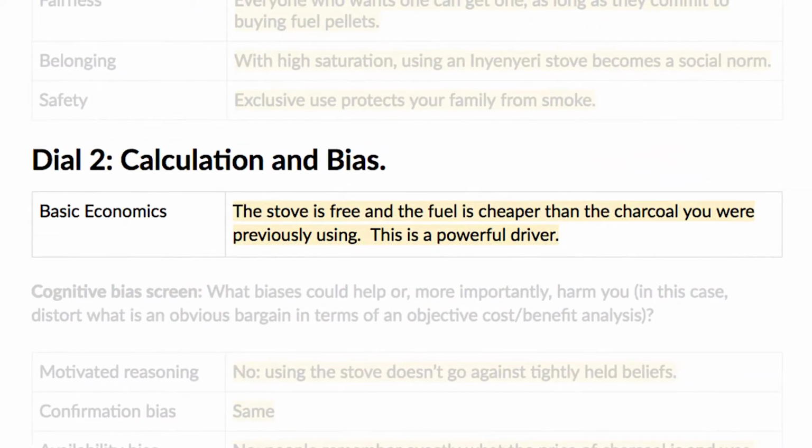So you need to have a working understanding of cognitive biases if you're to really understand how real people in the real world make decisions. Back to yin and yang and the basic calculation. Economically, the stove is free and the pellets are cheaper than what they were previously paying. That cheapness is a powerful driver.